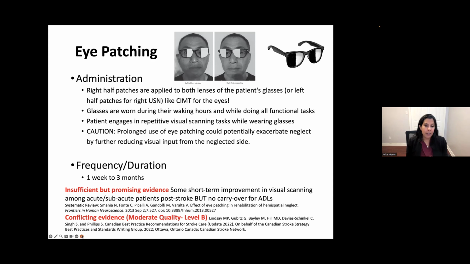Of course, what they said was that you don't want to use the eye patching too long, because they have less input from the right side, so you don't want to have it on too long.